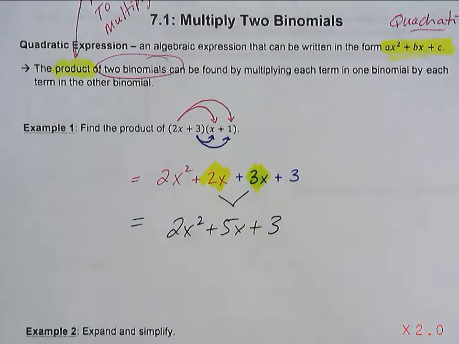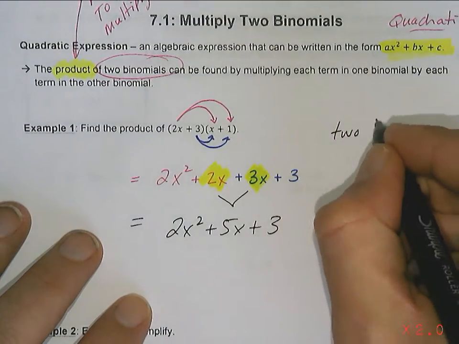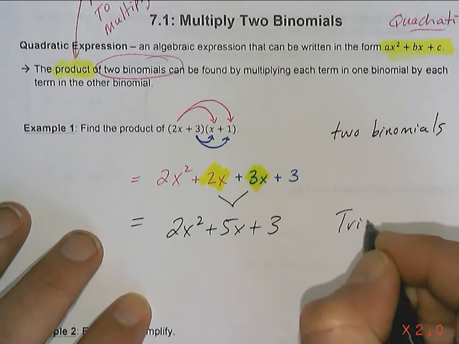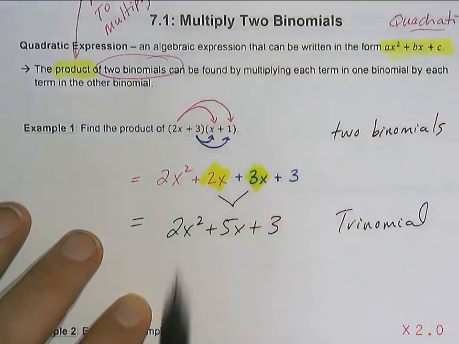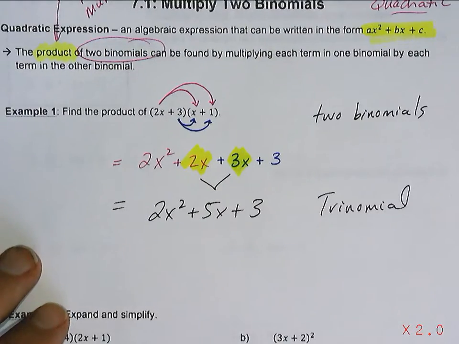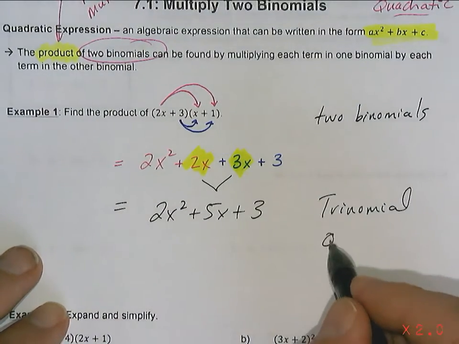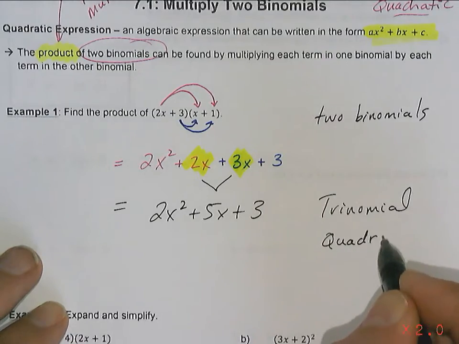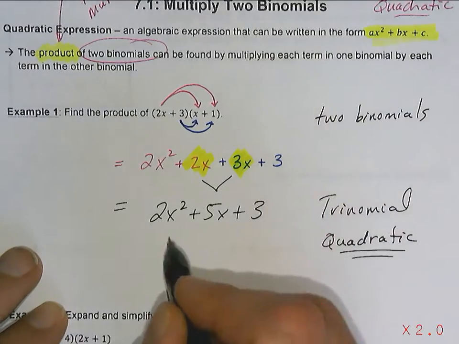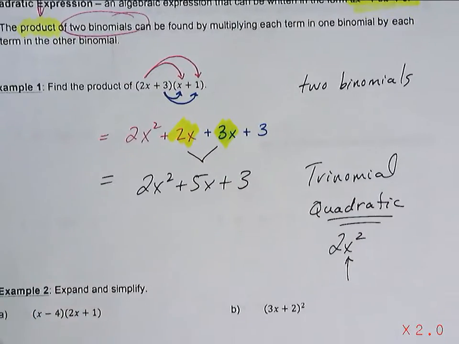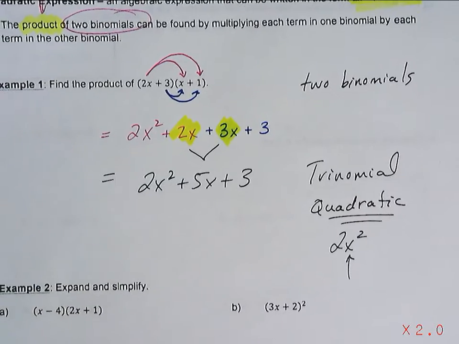And notice what we've done. We've gone from two binomials to a trinomial. And the trinomial's in a quadratic form, isn't it? It's got the x squared term. This is a quadratic, because it has the x squared term. That's how we can tell. Okay, so the next thing to do is just do some examples.